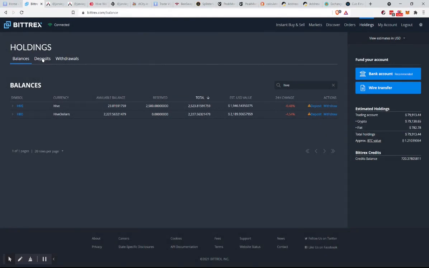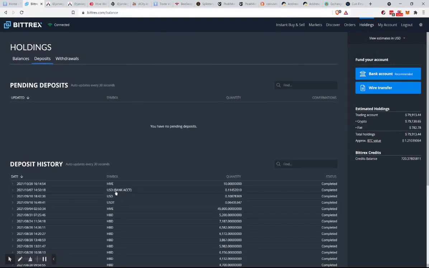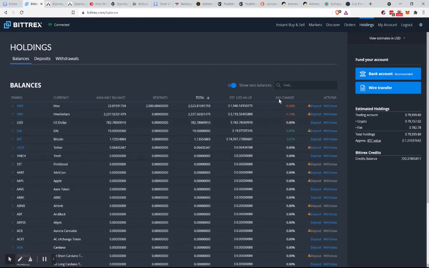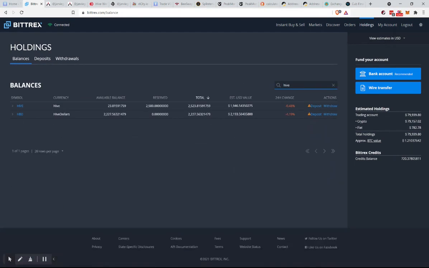And you can see by going to deposits that it's there. 10 Hive got deposited, right? Yep. So let's go back to balances. And we did connect the BSC wallet to Splinterlands, right? Yeah, we did. Yep.